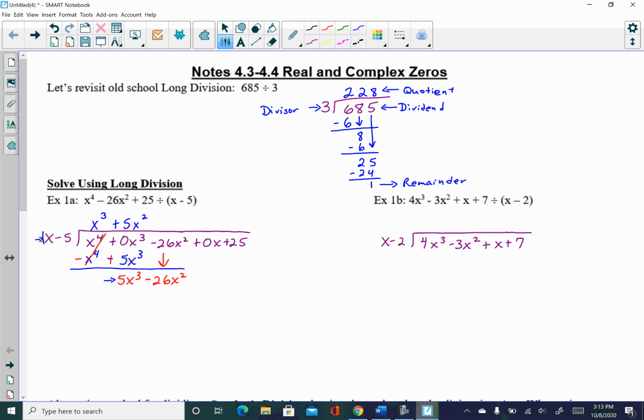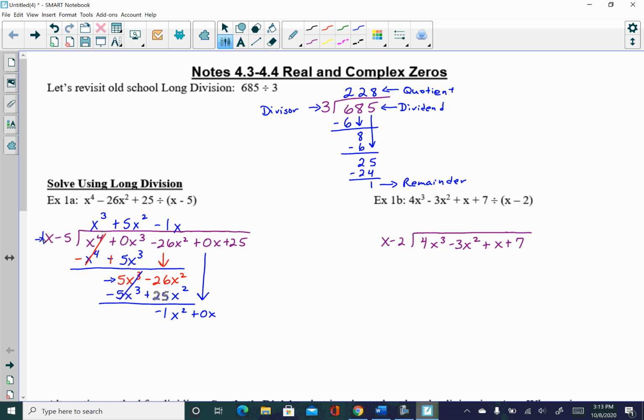So now 5x squared times x, 5x cubed. 5x squared times negative 5 would be a negative 25x squared. Draw your line, change your sign. So the 5x cubed becomes negative, the 25 becomes positive. The x cubed terms cancel out. If that first term doesn't cancel out on you, you've done something wrong. Okay. Negative 26 plus 25 will give me a negative 1x squared. Bring down my next term, plus 0x. 1 times what gives you negative 1? That'd be negative 1. I've got 1x, but I need 2, so I'm going to have a negative 1x.